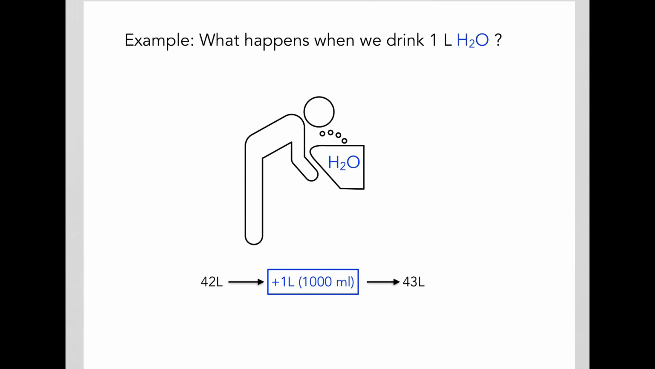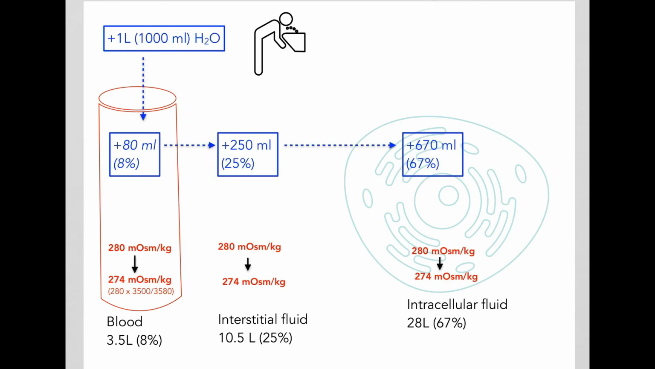So just to give you an example, what would happen if we drank, let's say, 1 liter of water? So we have 42 liters total. We drink 1 liter, that's 1,000 mils. We will end up with a total of 43 liters. So how is this 43 liters going to be distributed? Let's look at this. So the 1 liter, 1,000 mils that you drink will be absorbed into your bloodstream, and there 8%, that's about 80 mils, will stay in the bloodstream.